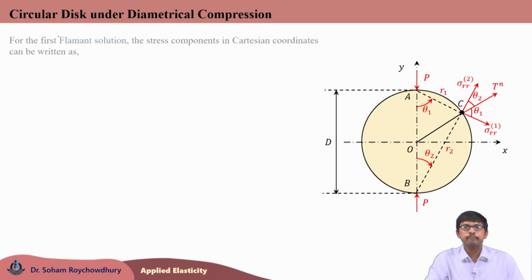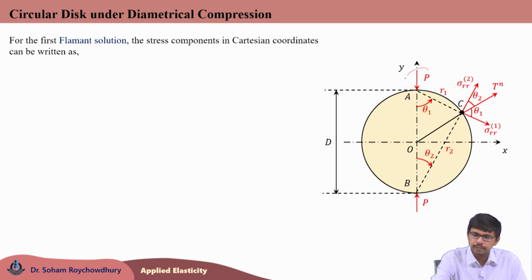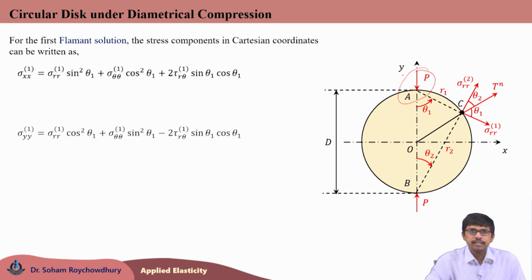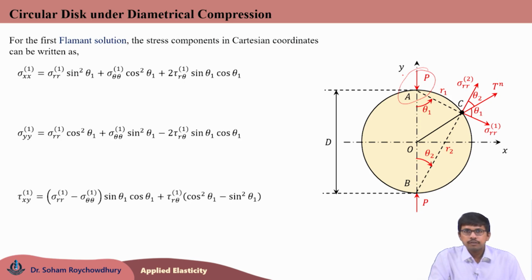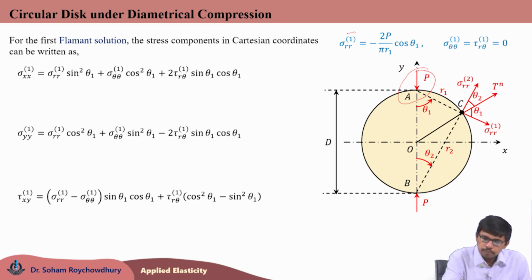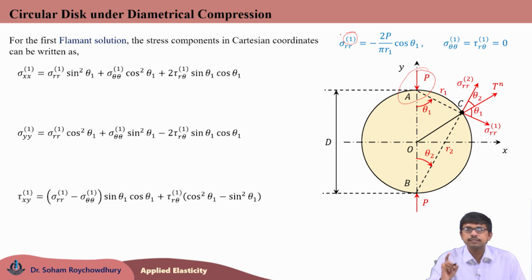Now, coming back to the Flamant solution, the first Flamant solution due to the load P applied at point A, for which the radial coordinate is r1, angular coordinate is theta 1. So, with that we know that for the Flamant solution sigma RR is minus 2p cos theta 1 by pi r1, sigma theta theta and tau r theta are 0. This superscript 1 refers to the first state of stress, the first Flamant solution.